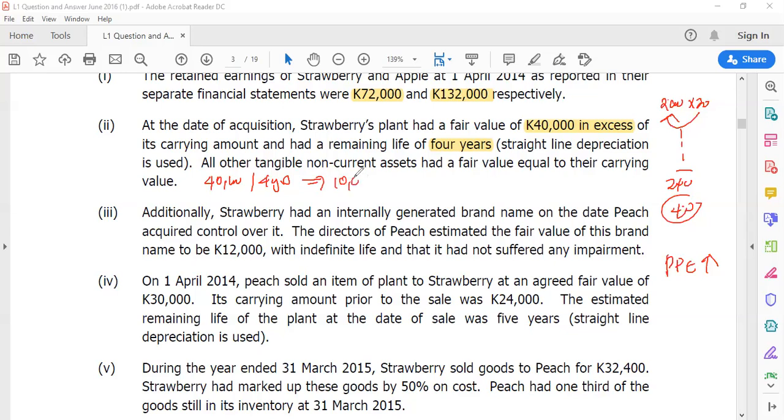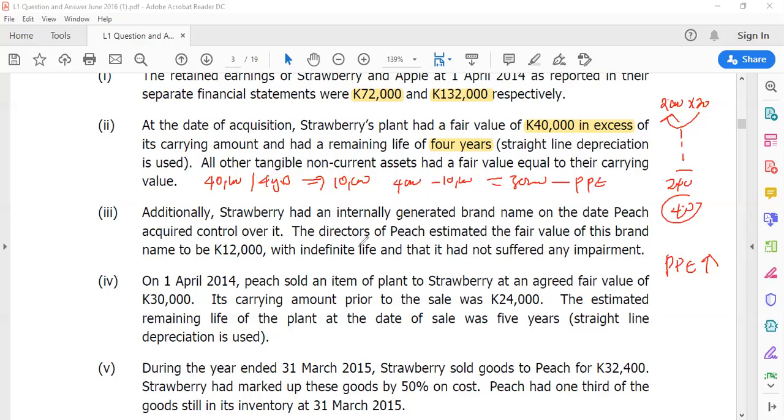So now we know the depreciation is 10,000 for 4 years. So what we're going to do is establish the real gain. The real gain is going to be the 40,000 minus the 10,000, which gives us 30,000. This 30,000 is going to PPE, not the 40,000.